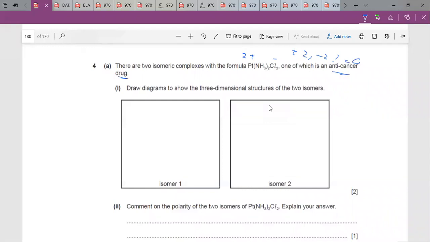I'll show you why. This is quite common; they ask you why it is an anti-cancer drug. Draw diagrams showing the three-dimensional structure of the two isomers. It's simple, isn't it? I told you before, so you must draw. A nice square like that, platinum here, and coming out here. Learn to draw them, don't be lazy.